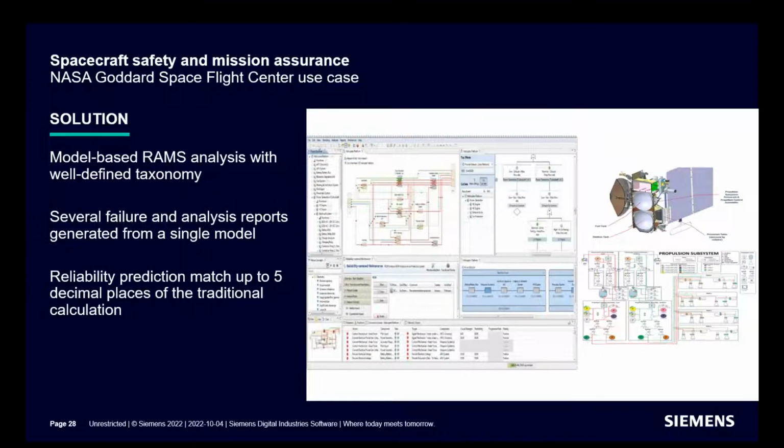The way we answered that challenge, and the way we helped NASA answer that challenge, is by providing a model-based RAMS analysis tool with a well-defined taxonomy that includes several failure and analysis reports generated from a single model. So that's what you see here on the right. They verified that, and the reliability predictions that they got with our model-based RAMS tools lined up very well with their traditional ways of doing it.